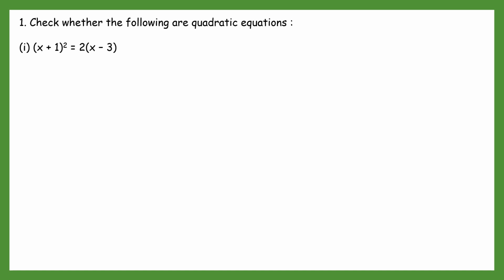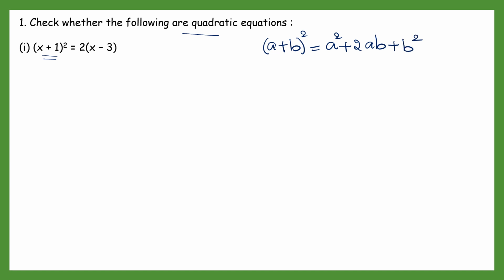First problem, check whether the following equations are quadratic equations. The first equation given is (x plus 1) whole square is equal to 2 into (x minus 3). (x plus 1) whole square is in the form of (a plus b) whole square, which we already know is equal to a square plus 2ab plus b square.